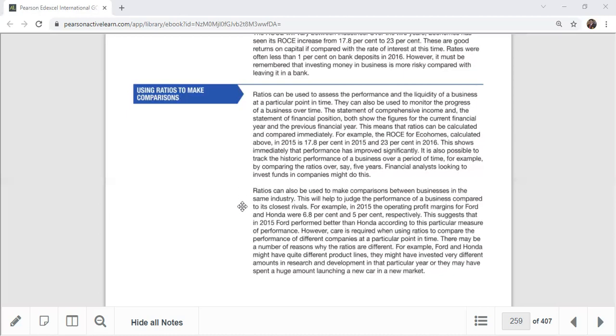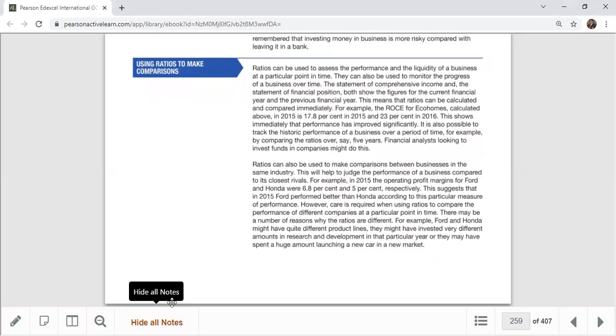Also, you can compare these results with close rivals in the same industry. That is also really important. This will help to judge the performance of a business compared to its closest rivals. If it is a hotel, compare with another hotel; if it is a transport company, with another transport company; or a bank with another bank of similar size. So always when comparing, take a business organization of similar size and similar nature.